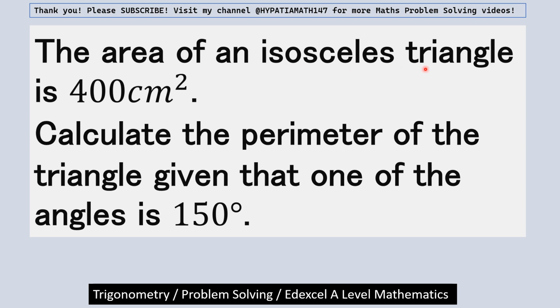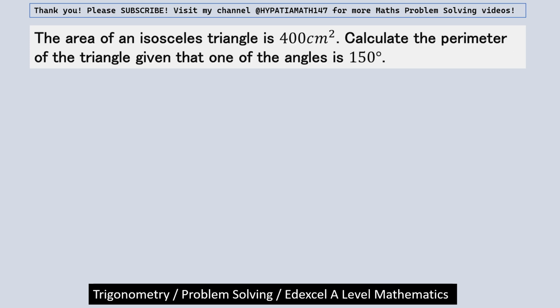The area of an isosceles triangle is 400 centimeters squared. Calculate the perimeter of the triangle given that one of the angles is 150 degrees. So what I can do is, if I were to draw the triangle, a rough drawing, just to show which angle is 150 degrees.